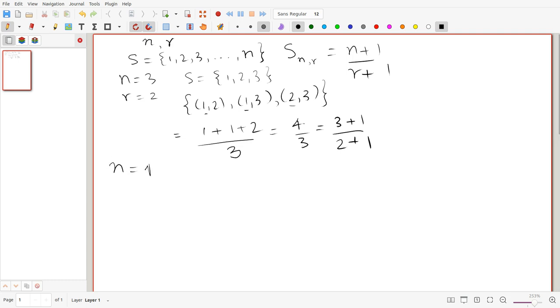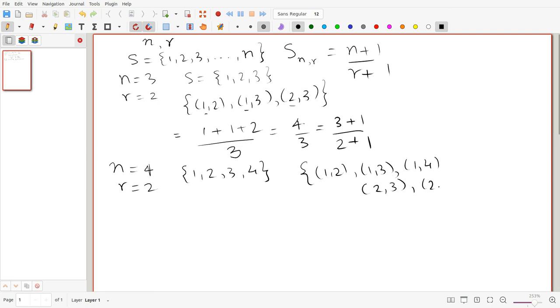So let's take something slightly bigger. Let's take n equals 4, and let's just stick with r equals 2. So this time our set S is this, and the collection of subsets is this. So we have all the ones starting with a 1, all the subsets starting with a 2, and the lone one with a 3.